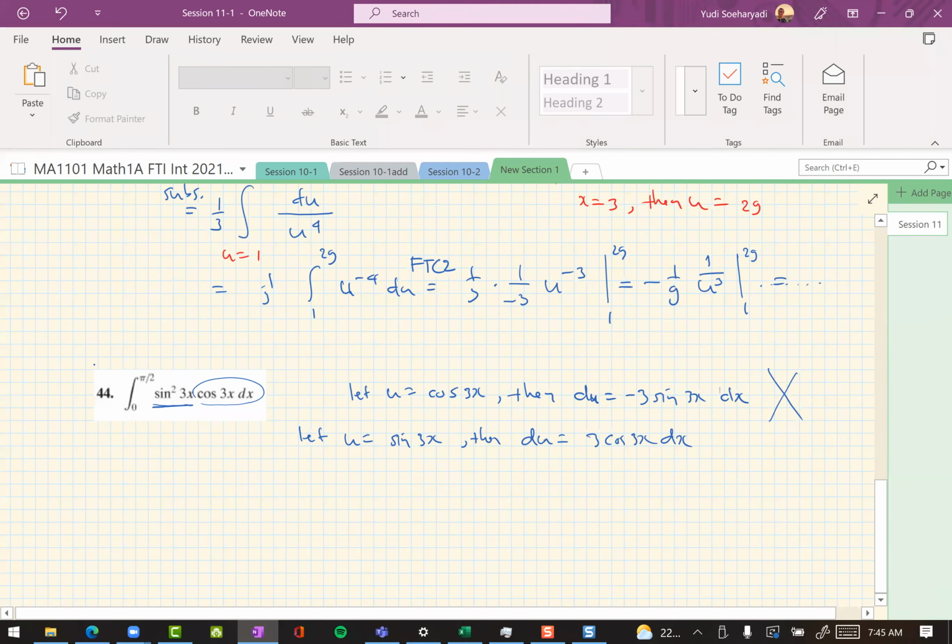Just 1/3. We need to compute also the bounds. If x equals 0, then u equals sine 0, still 0. X equals pi over 2, so u equals sine 3 pi over 2, which is -1. So after substitutions, that's the bound.